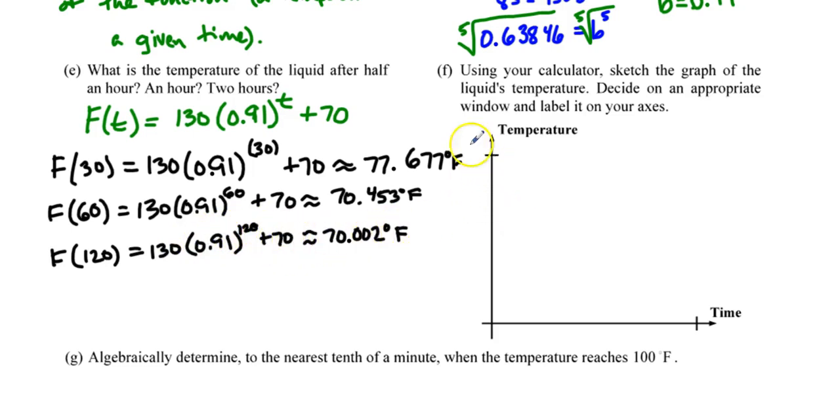Now in terms of making your graph. That's 200. Here's our asymptote. We know we're going to get really close to 70, and it does drop off pretty quickly. By the time we get to 40 minutes, this was in degrees Fahrenheit, drops off pretty quickly.